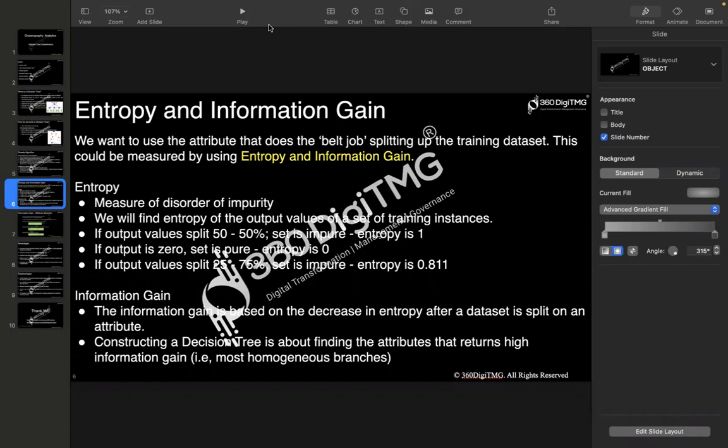We want to use the attributes that do best in splitting up the training data sets. This could be measured by using entropy and information gain.